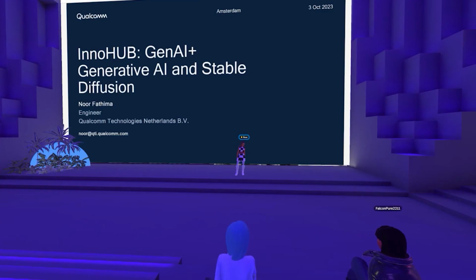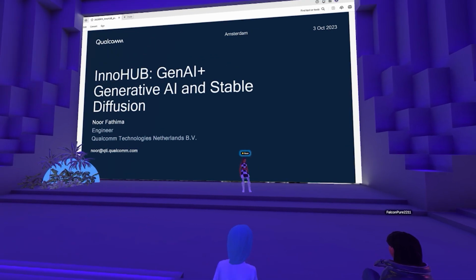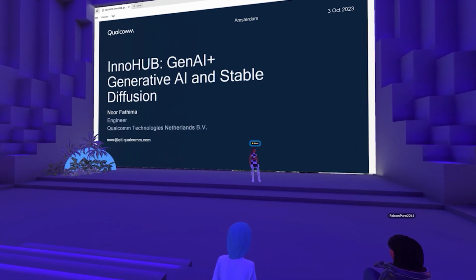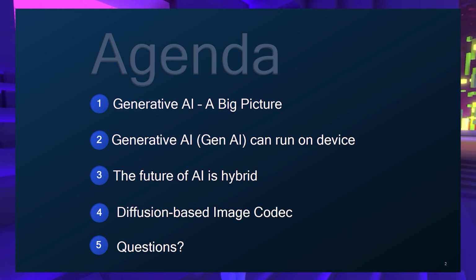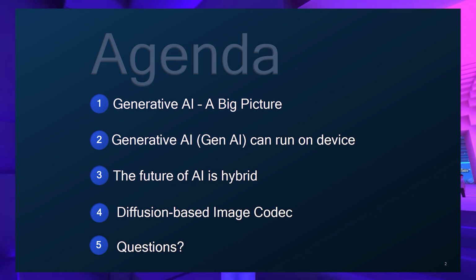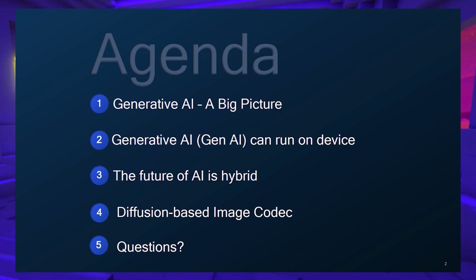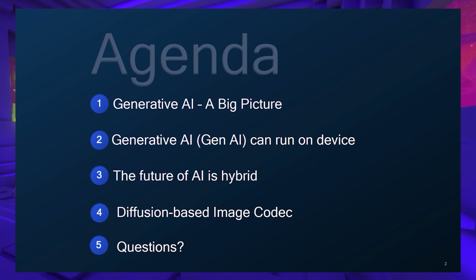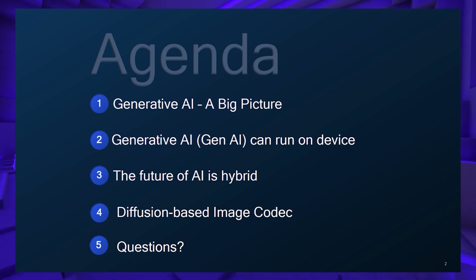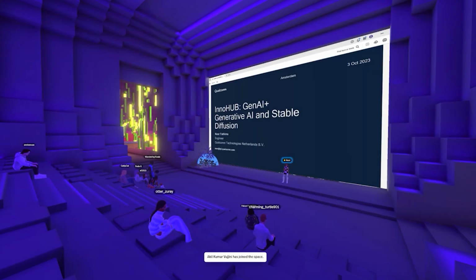We're going to start from the efforts that Qualcomm has been putting into generative AI, and then look at one of the cool demos that we recently showcased, where we run Stable Diffusion based ControlNet on device, on a mobile phone, in fact. And finally, we will also take a look at some of the research efforts going on within our company, where we have used diffusion models for image codecs.